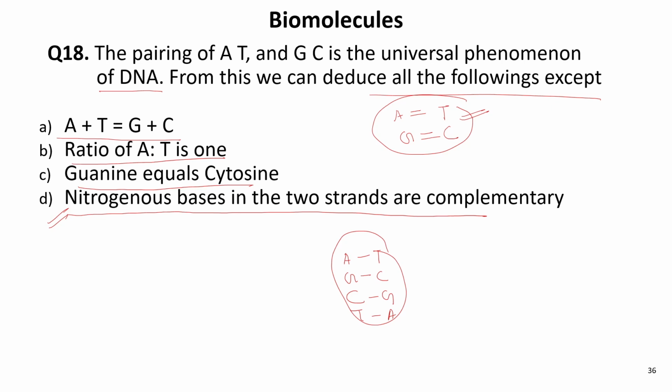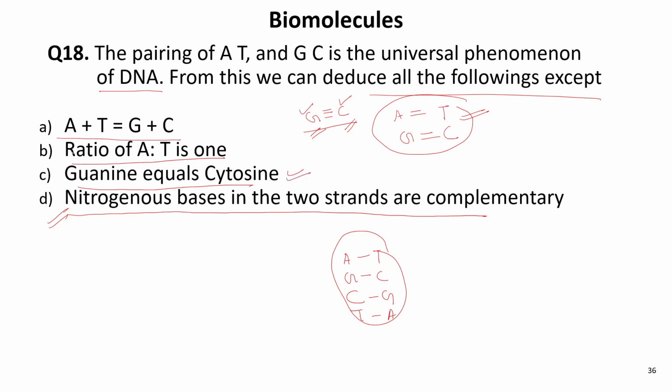Okay. Guanine equal to cytosine. So guanine is pairing with the cytosine. Always the number of guanine will be equal to cytosine. Guanine never pairs with adenine or thymine. So the percentage of guanine will always be equal to the percentage of cytosine. So guanine equal to cytosine.